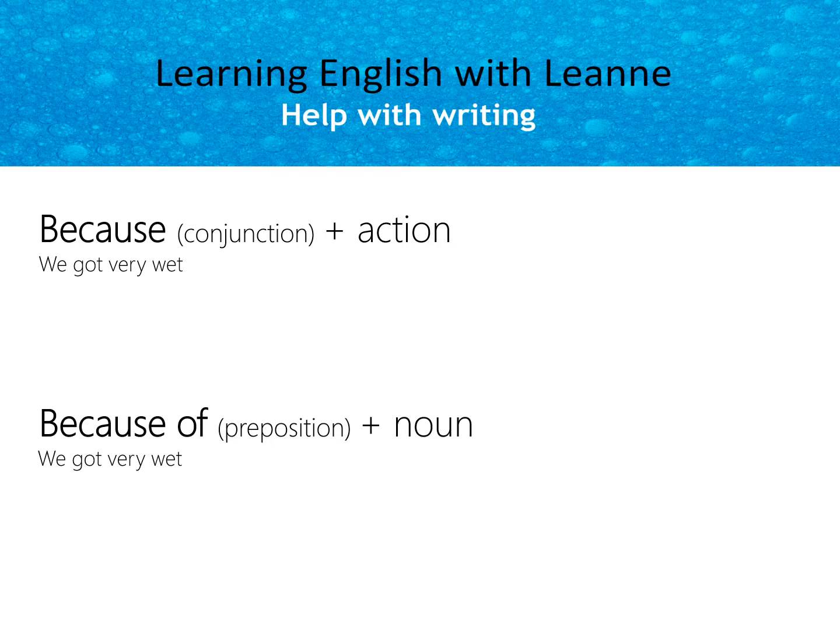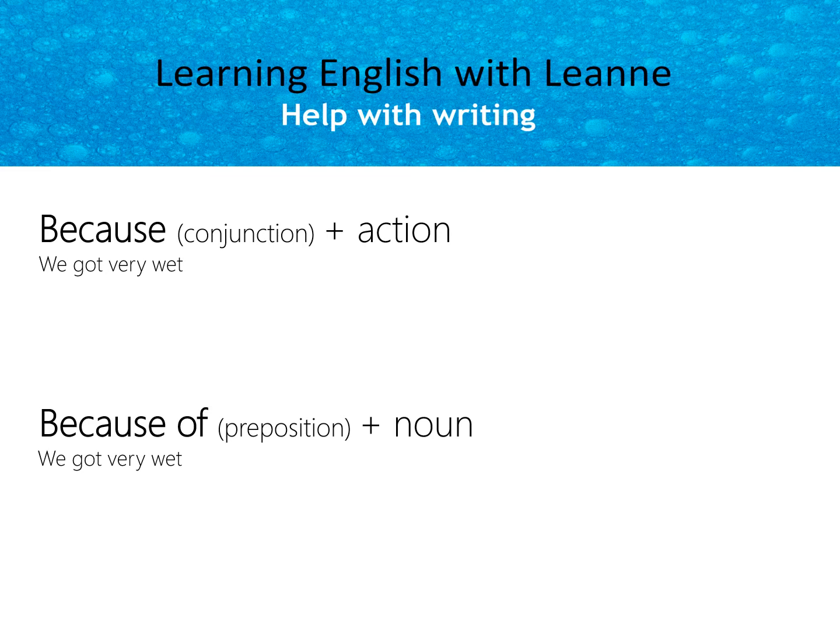Because first is a conjunction. Following this conjunction, we must have a sentence with actions, with verbs. When we use because of, you can see because of is a preposition, and generally prepositions are followed by a noun or a noun group. So let's have a look.